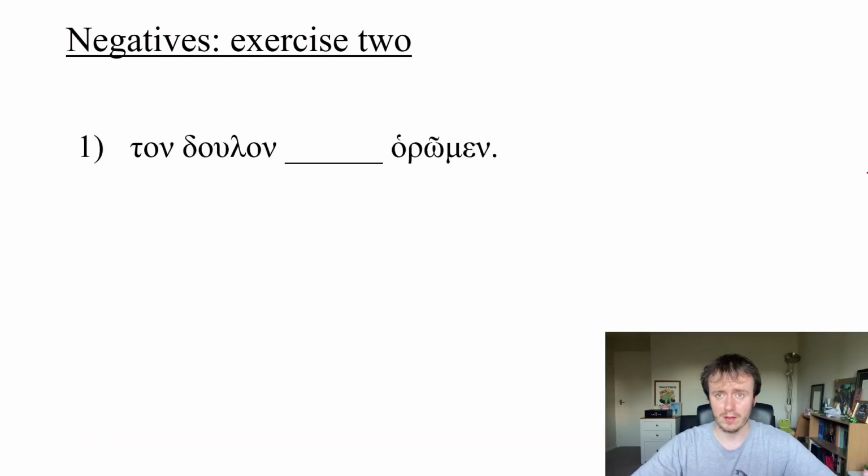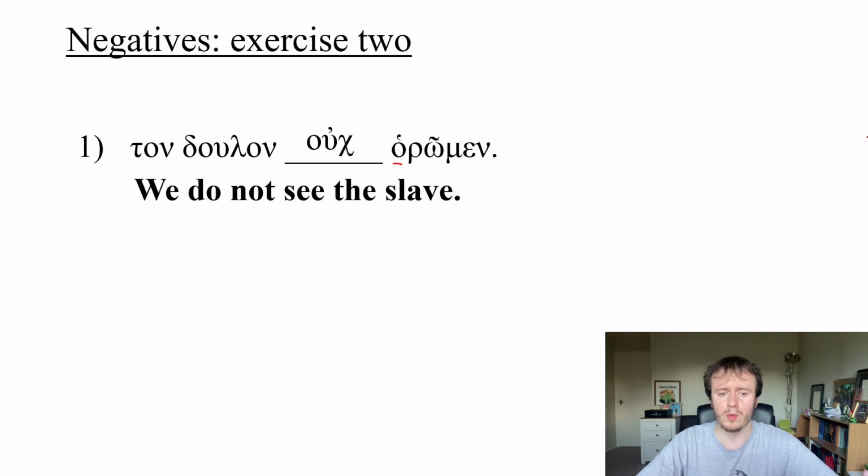Let's now talk through these sentences. The first one was ton dulon blank horomen. Because horomen begins in a vowel with a rough breathing, we knew that we had to put in the blank. And you should have translated this sentence as, we do not see the slave. Horomen is we do not see, and ton dulon is the slave in the accusative singular as indicated by the masculine accusative singular definite article ton.